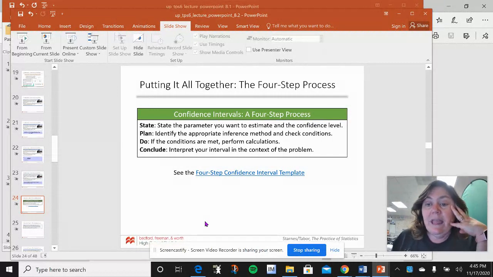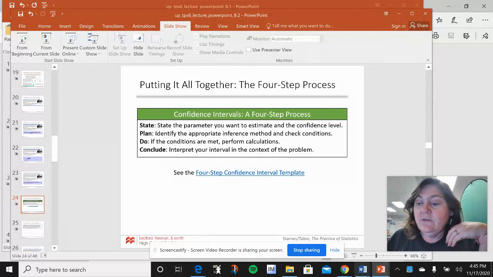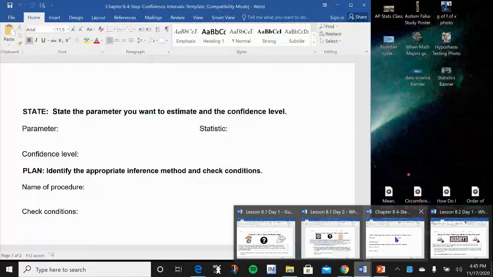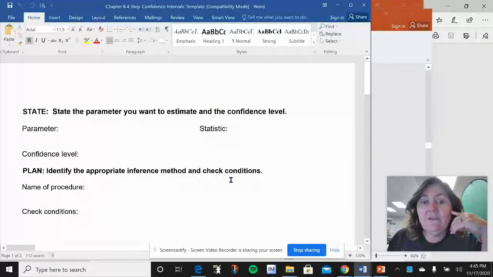So then you're going to plan your conditions, right? And you're going to then do the calculations and then interpret like we just did. So there is a worksheet attached on your Canvas page that gives you a template.